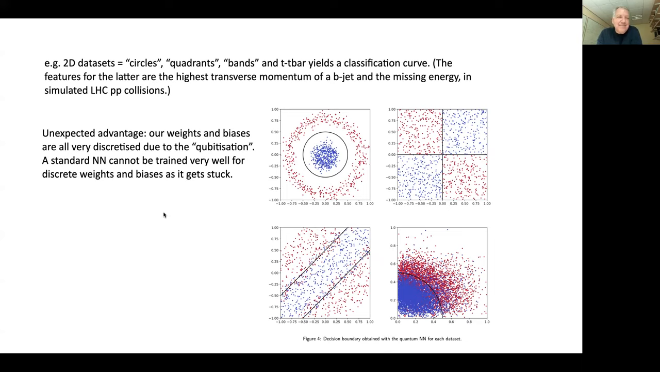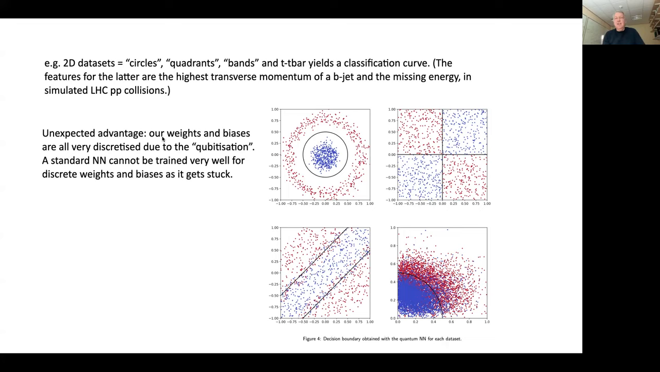So I'm pretty much finished, but an unexpected advantage, I think, is the way we write it here, the weights and biases are quite discretized because they're binary numbers, not real numbers. They're just, you know, maybe up to quarters or something.